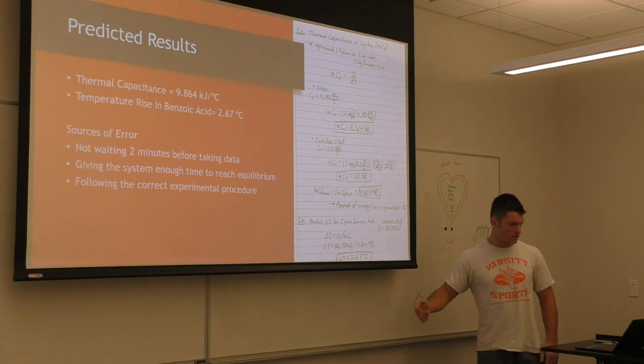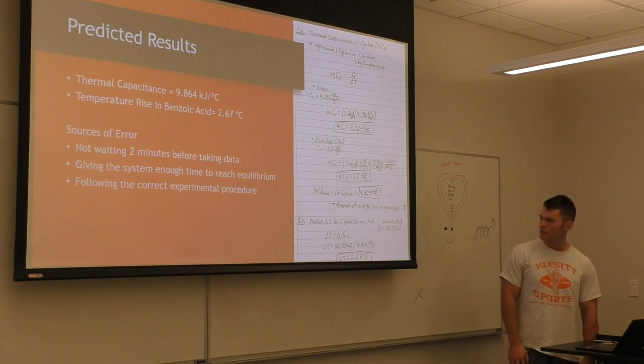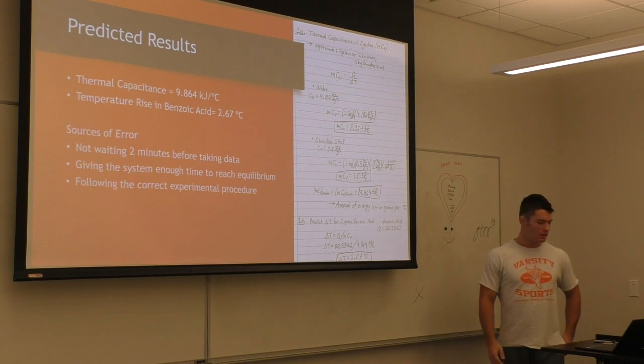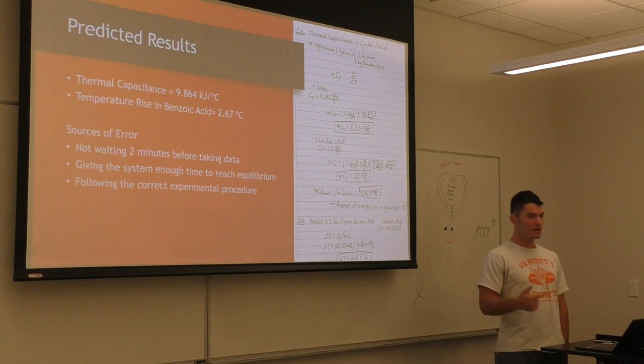And then next we had to find the delta temperature for 1 gram of benzoic acid, which I found to be 2.67 degrees Celsius, which again goes with the experiment using the benzoic acid. And then sources of error could possibly be not waiting the 2 minutes before your measurement. It could be not giving the system enough time to reach equilibrium. And then lastly, not following the right procedure and shutting down and cleaning up the system and things like that.